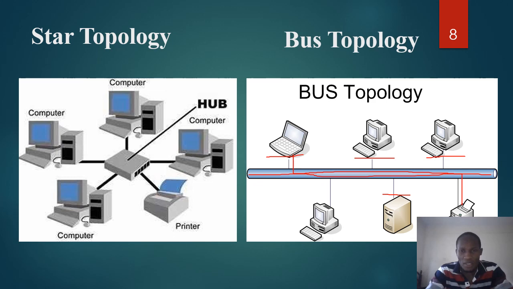This one also has a disadvantage in the sense that if, for example, the bus fails, then no more communication occurs. Why? Because that is the only channel of communication that is present. So if it fails, no more communication occurs. So that is also a disadvantage in the bus topology.